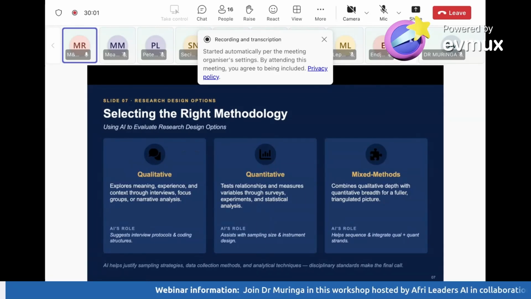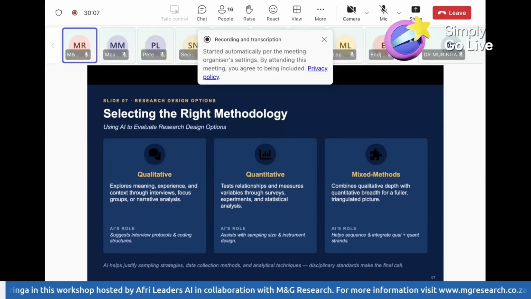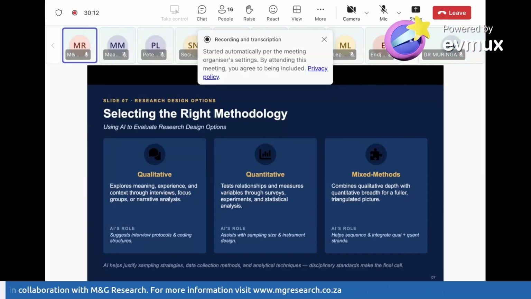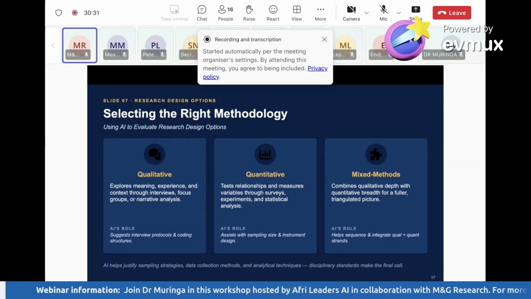So the research design and options, right? It comes in handy as well, where we want to look at what research design or research methodology we should use in our study, where we explore the qualitative research, we explore meaning, experiences, and context through interviews, focus groups, and narrative analysis. And they suggest interview protocols and coding structures.